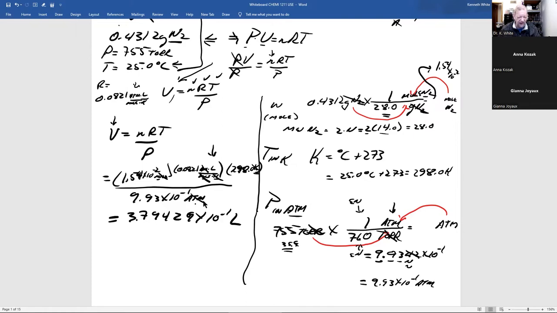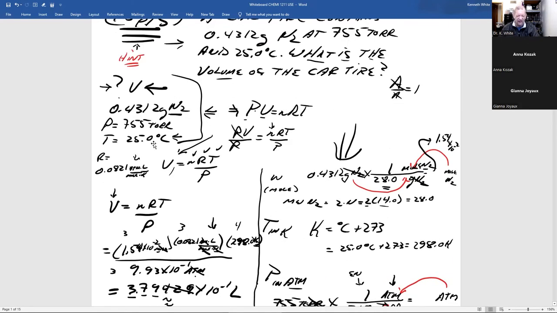Now, when you do a calculation like this, you can round it off at each step like I did, and then the final one you round off. And notice all these are 3, 3, 4, 3 significant figures. So you need to round this off to 3 significant figures. Keep the 3, keep the 7, keep the 9. Use the 4 to round off. Is that 4 or less? Yep. So I'm going to drop all that. And the correct answer is 3.79 times 10 to the minus 1 liter, or 379 milliliters. And that would be the amount of nitrogen in the tire if you had these conditions.